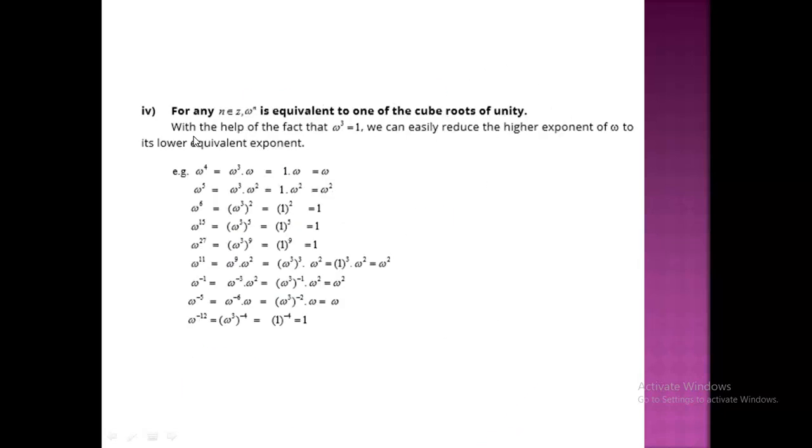Next, simplification of omega. Now if we have omega 4, we divide it into two forms, omega cube and omega. Omega cube is equal to 1, so omega 4 is equal to omega. Then omega 5, we write it as omega cube and omega square. Omega cube is equal to 1, so omega square. Omega 6 we write it as omega cube whole square, and it is equal to 1.